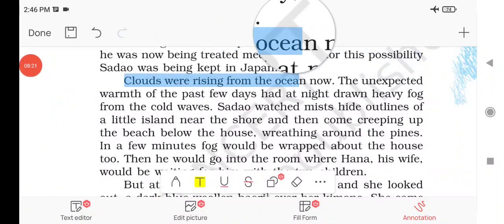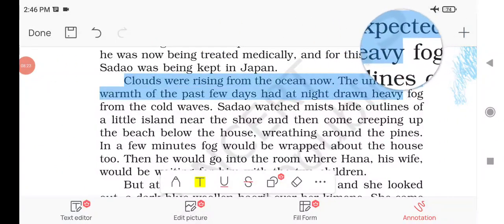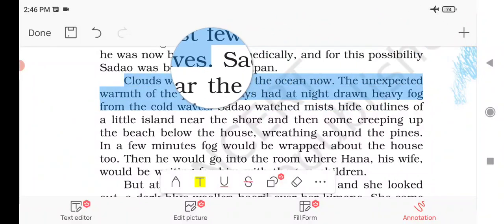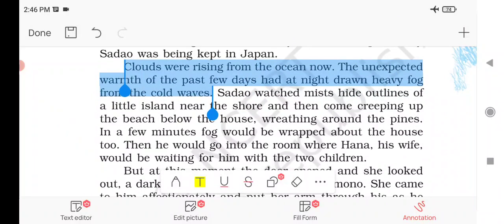So clouds were rising from the ocean now. The unexpected warmth of the past few days had at night drawn heavy fog from the cold waves. So now in this paragraph, the author describes the scene outside Dr. Sadao's house. You could actually see the clouds rising from the ocean. Now it is kind of a fog. And why is it rising from the ocean? Because the past few days were very warm. So because the days were very warm, at night you could actually see the fog. It is actually the water vaporizing from the cold waves.